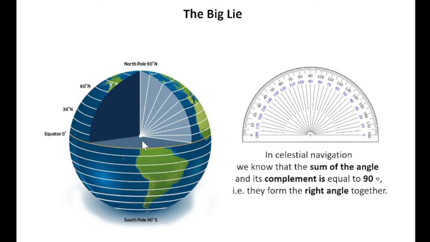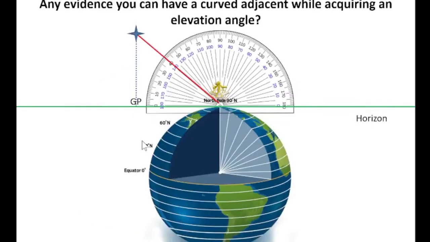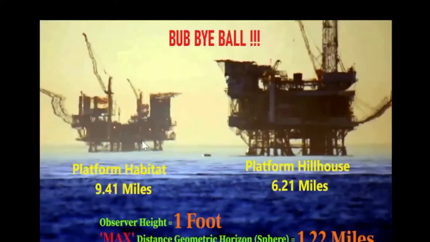Next slide. This is what's happening. I'll give credit where credit's due: Nathan Oakley said everything below that horizon line is a lie. They first measure it flat. Then they draw pictures to show you that, look, this is where we're getting it from. It's not happening, folks. Any evidence you can have a curved adjacent while acquiring an elevation angle? It's impossible.